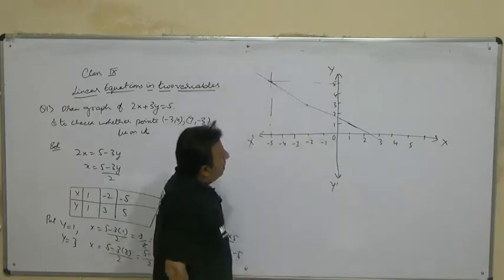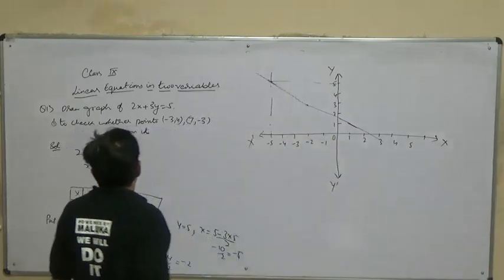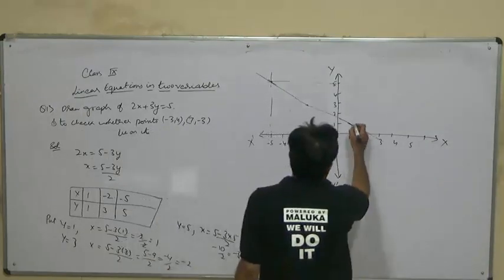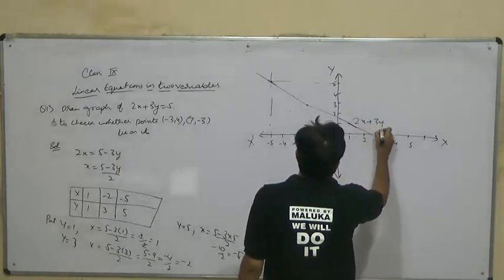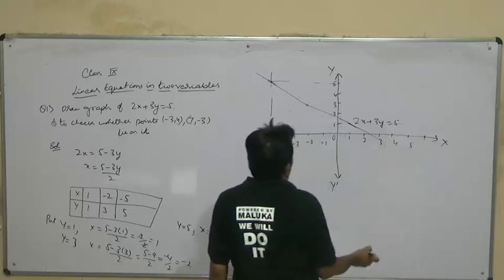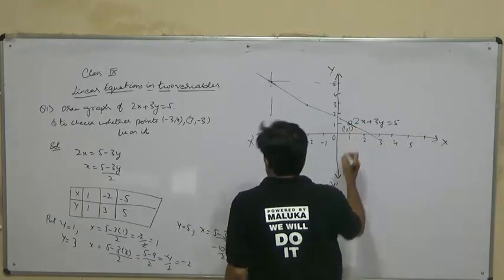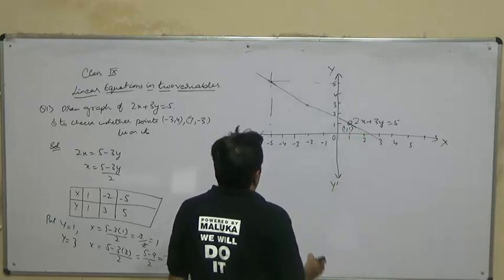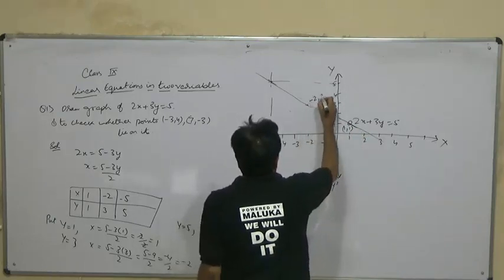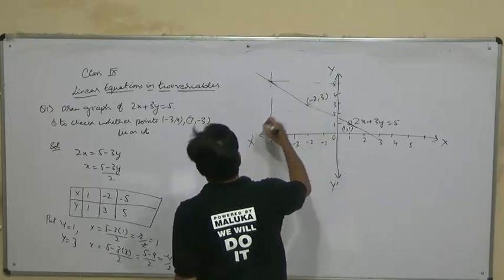So this will be the graph of the line which we are given, 2x plus 3y is equal to 5. We can mention the various points. This is point 1 comma 1, minus 2 comma 3 is this, minus 5 comma 5 is this.